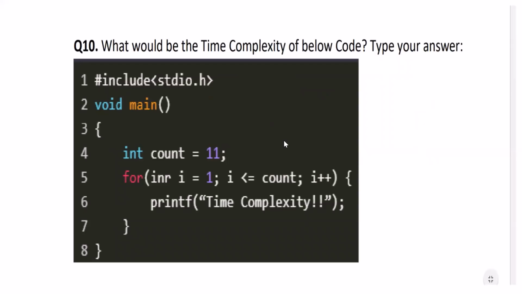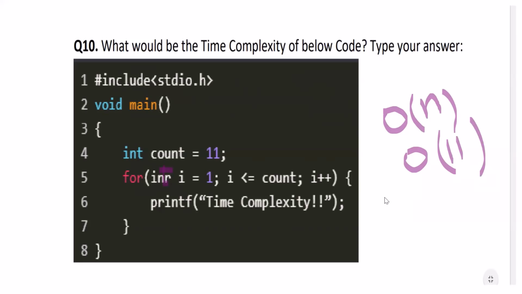Okay, this is also a complex question. We don't know what the actual output would be because, when you see it, it is t. Please take it as t. When you see it, this one is simple. Count is 11. From 1 to 11, we are going and printing something. It means it is O of n. But we don't know what TCS actually wants us to write. Does it want us to write linear time complexity, or O of n, or O of 11, or this is also possible: O of count.